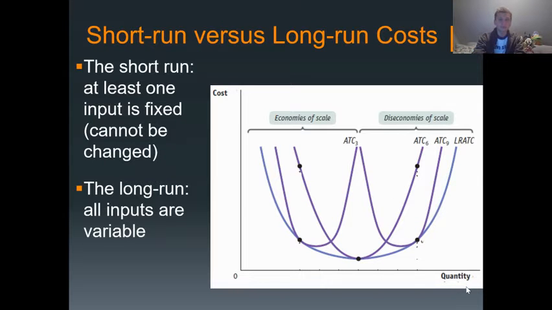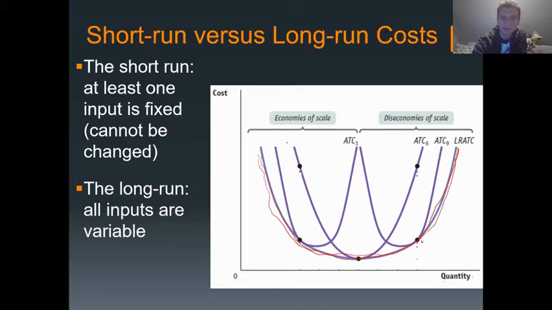So the way to look at it is each of these curves inside the bigger curve are representative of different short run costs. So this big overarching loop, the one that I'm currently outlining, that's the long run ATC. It's an approximation of all of the short run loops.